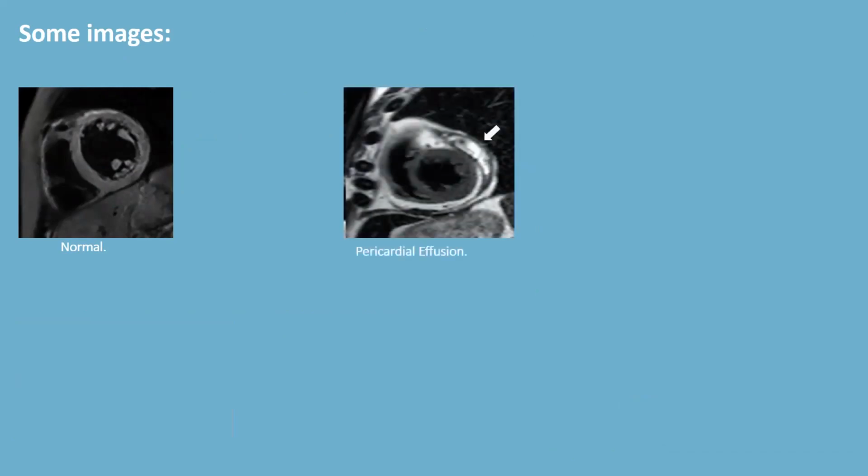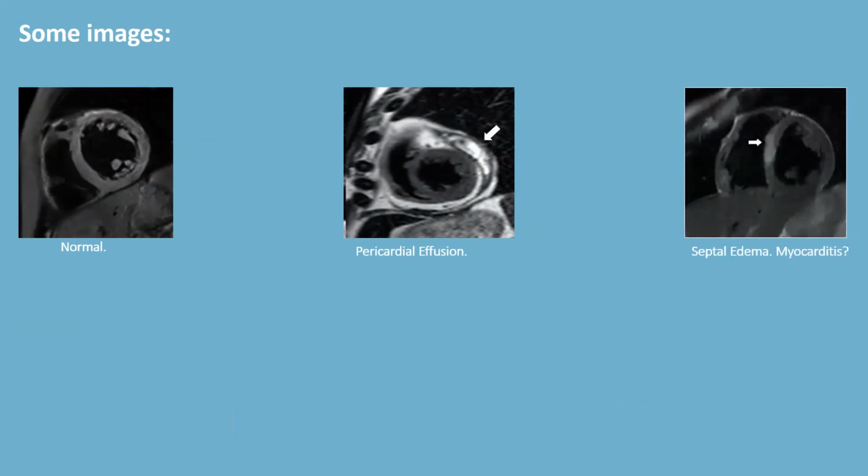Here are some images when we do a morphologic study. This is the short axis. We see here the left ventricle, the right ventricle, and the interventricular septum. Here there is a case of pericardial effusion. We can see here a hypersignal.